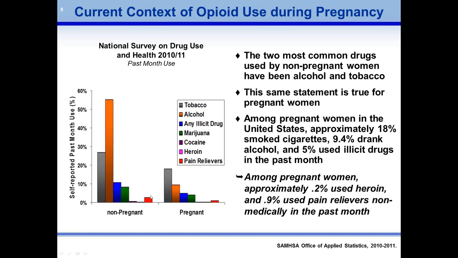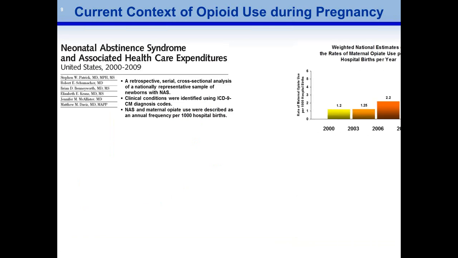So I think it's important to look at these small bars, because many of us working in hospitals feel like 40 to 80%, I've even heard in some places, of babies are being born with a tox-positive urine for opioids. If we look across the United States, it is important to keep in mind that it is somewhat a smaller proportion, but it is very serious nonetheless.